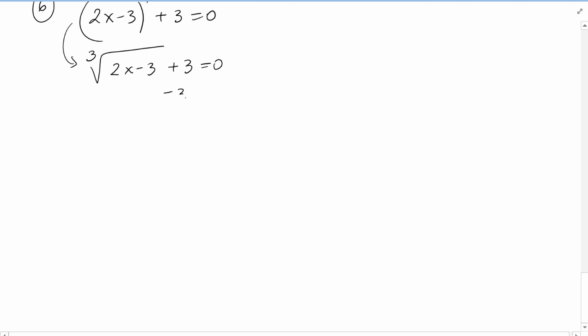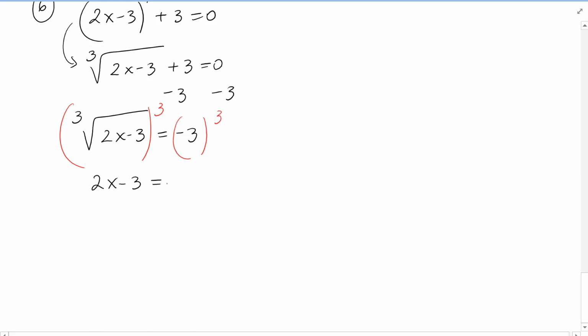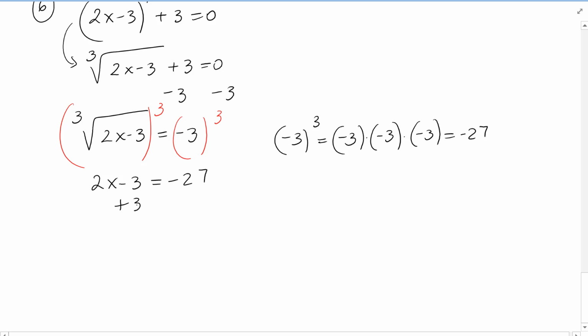So let's do the same thing. Let's leave the radical on one side. So cube root of 2x minus 3 equals negative 3. So now, if before we raised to the second power because the index was 2, this time we're going to raise to the third power both sides. So we get 2x minus 3 equals, well, negative 3 to the third means negative 3 times negative 3 times negative 3, which is negative 27. So let's solve this two-step equation, and if we divide by 2, we get x equals negative 12.